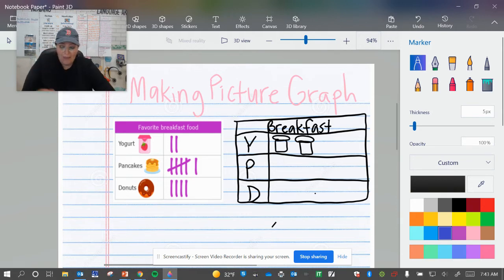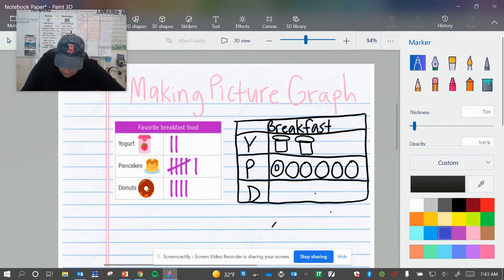Okay. Pancakes. Well, pancakes are pretty easy, but I have 6 of them. So I'm going to draw 6 circles. 1, 2, 3, 4, 5, 6. And I'm maybe just going to draw a little pat of butter on each of them. So I know they're pancakes.